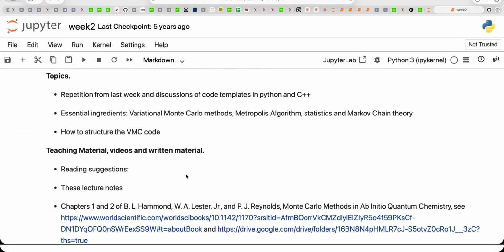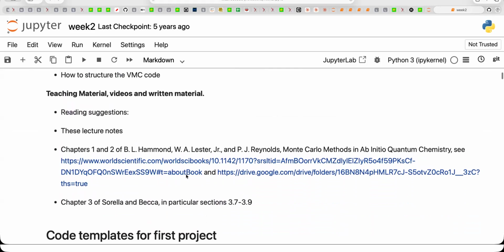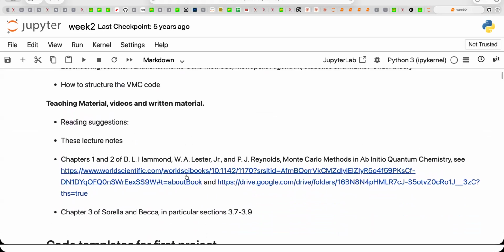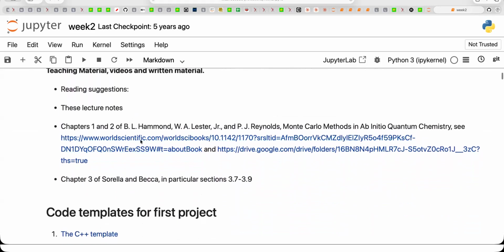And obviously, when you write the report, you should also state whether you've used this beyond just debugging and developing a framework. Again, the textbooks which I'm following somewhat: there's a textbook by Hammond, Lester, and Reynolds on Monte Carlo methods. This is actually a pretty good one. And since this is out of print, you have access to that one in this Google Docs link.